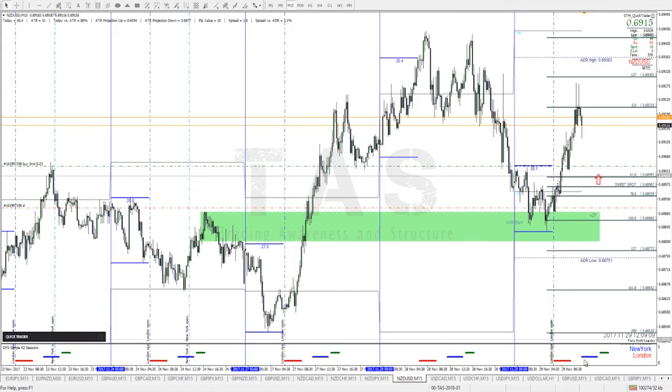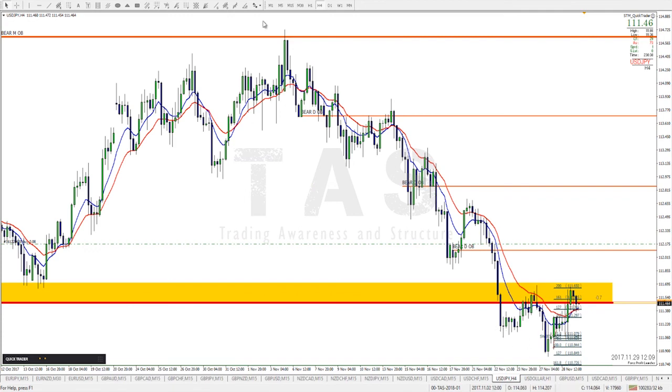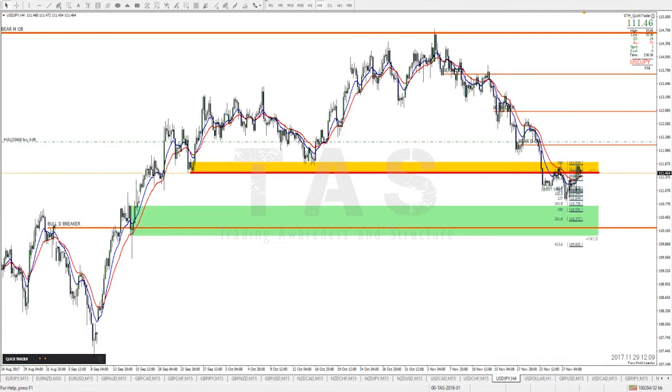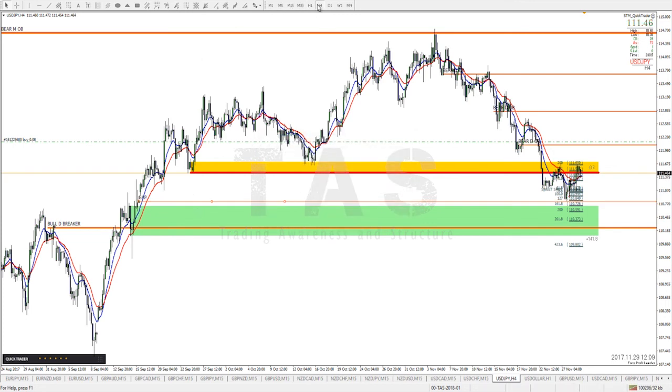Let's see. Where are you? USD JPY. Let's see. 4 hour. You hit that level. I don't have the same level here. Why don't I? Okay, was that the gap I was looking at? I usually write the gaps to be filled. Usually put a thinner line and write gap.